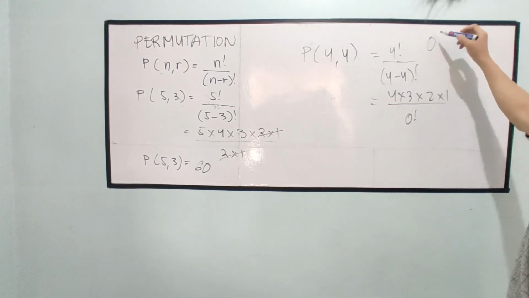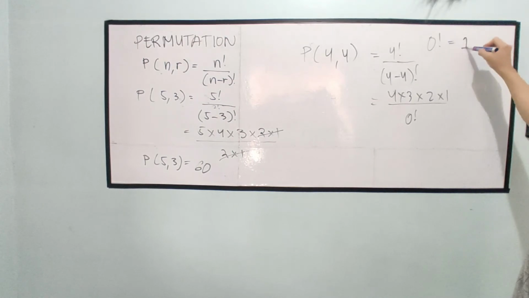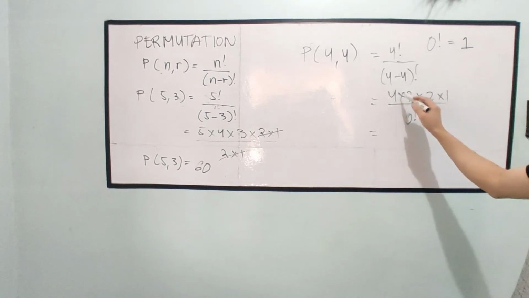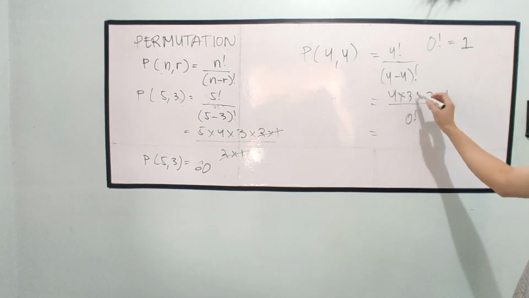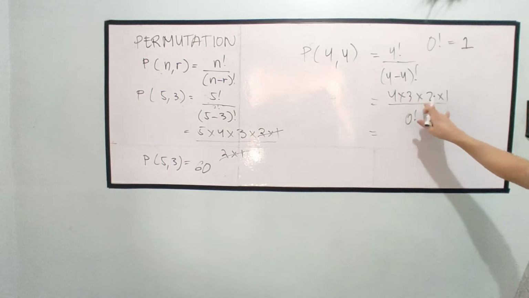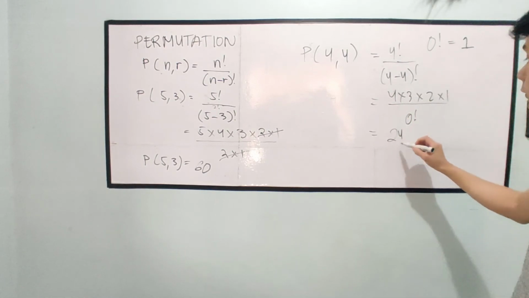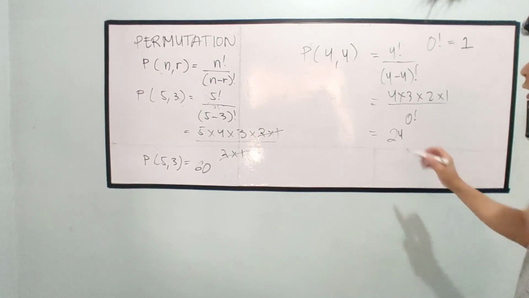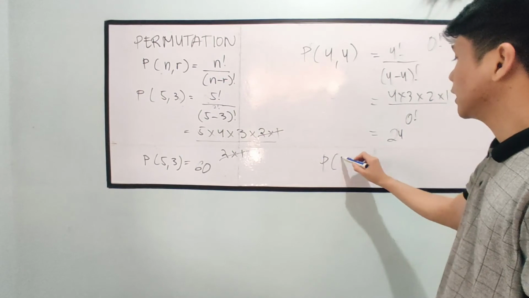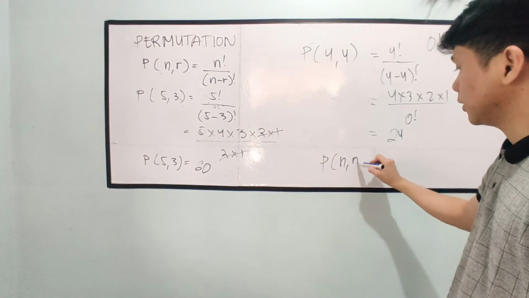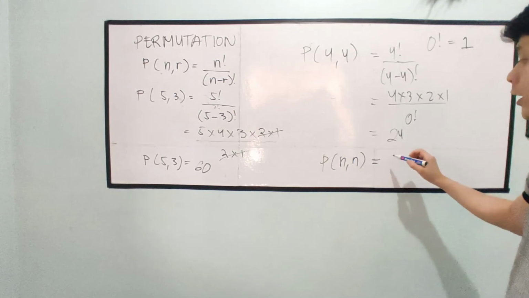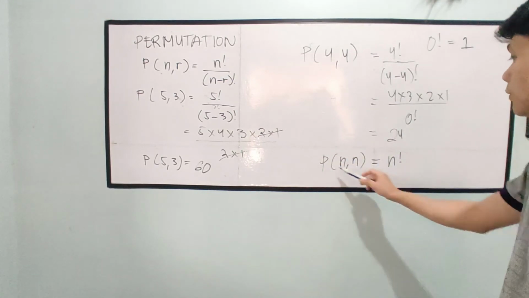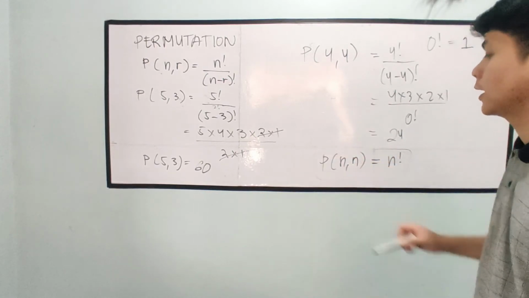Now yung 0 factorial is equal to 1. Okay? Tandaan nyo 0 factorial is equal to 1. So ibig sabihin magiging 1 na to. 4 times 3 times 2 is 12 times 2, 24. So 24 over 1 or 24 na lang. So ganito lang. So in short, pag equal yung n tsaka r natin, yung formula lang yan is simply n factorial na lang. Okay? So, tandaan nyo to. Pag equal yung n tsaka r, ito yung formula niya.